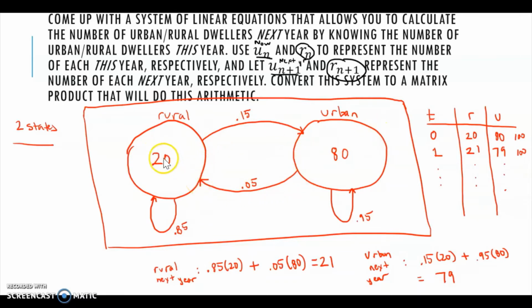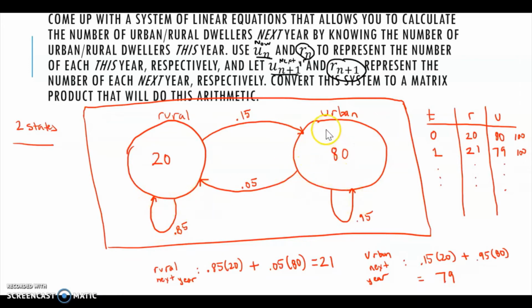Just indicated here that there were 20 rural individuals and 80 urban individuals at time zero. And then we need to ask ourselves, if this is going to be a closed system, meaning notice that there are no arrows pointing out, that nobody can leave and nobody can come in. And so if 15% of people who live in the rural setting leave the rural setting for urban, that means 85% stay. So we often draw this arrow from the circle back to itself.